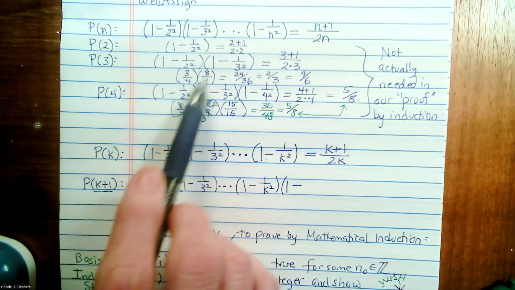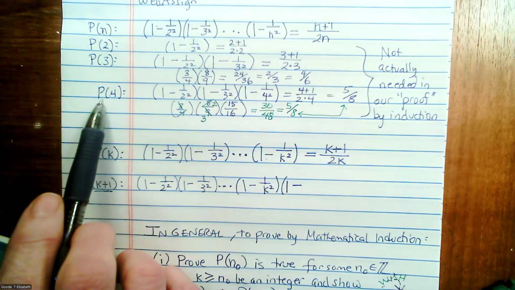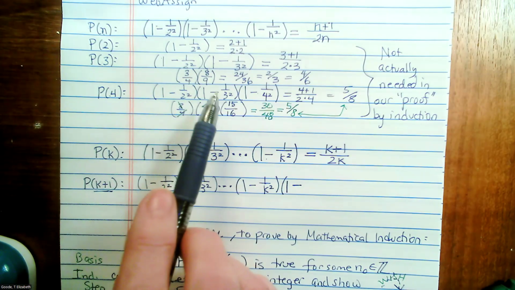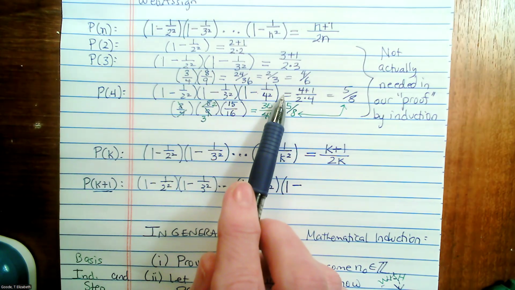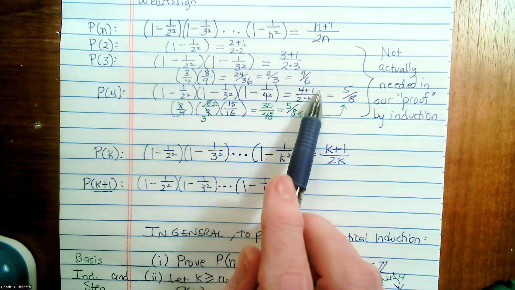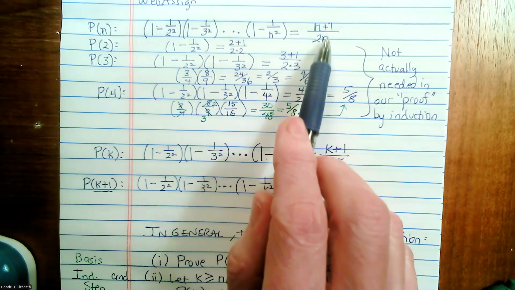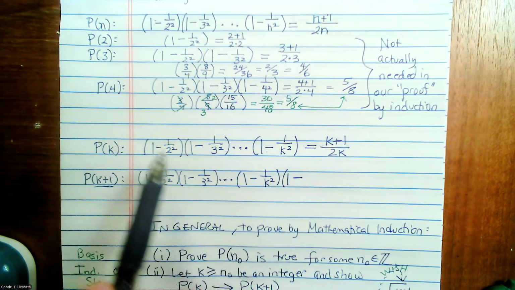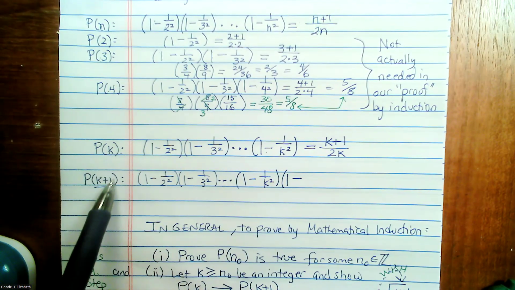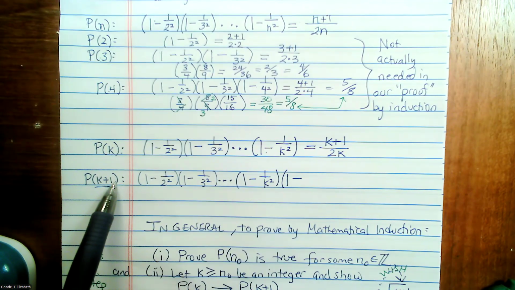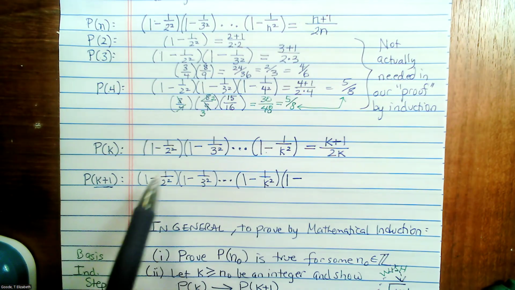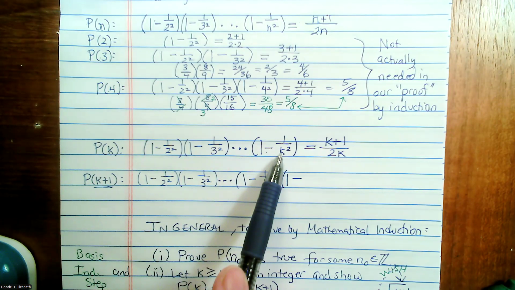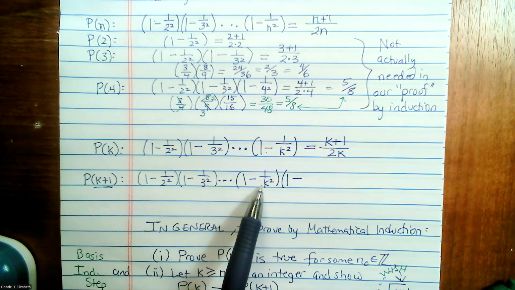See how we're building up and just adding on? P of 5 would have 1 minus 1 over 2 squared times 1 minus 1 over 3 squared times 1 minus 1 over 4 squared times 1 minus 1 over 5 squared on the left. And on the right, we put a 5 here and a 5 here. Well, in the same spirit, P of K plus 1, where K plus 1 is one integer more than K. So the left side of P of K plus 1 is going to have all those factors that were in the left side of P of K.